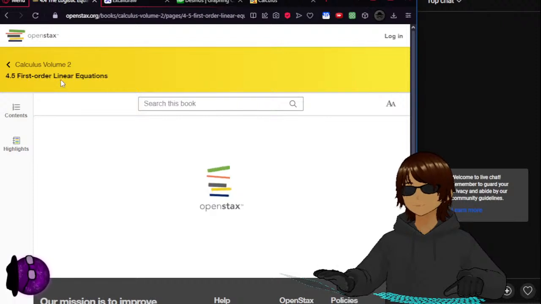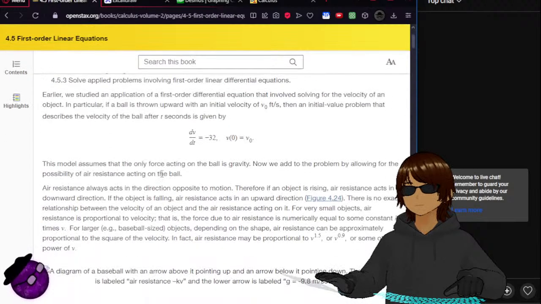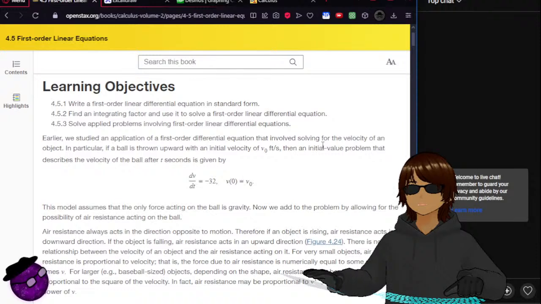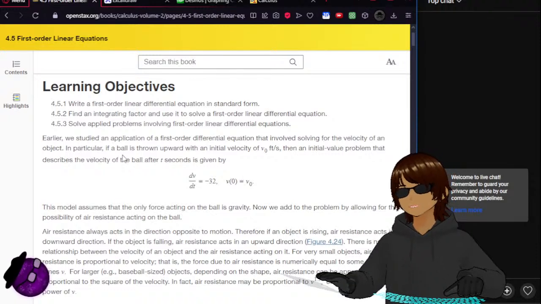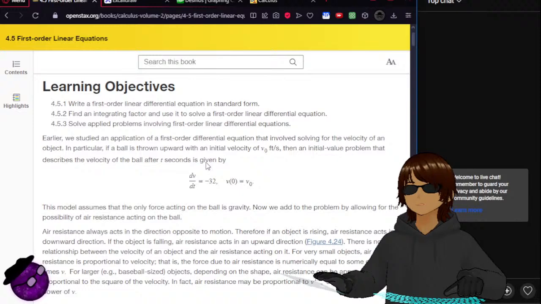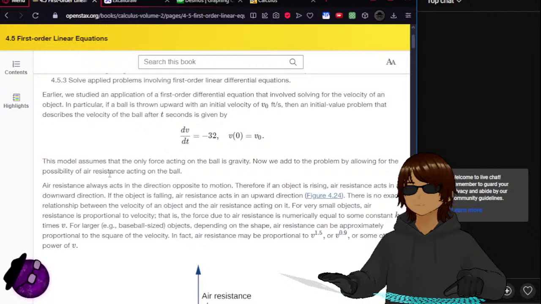First order linear equations. Earlier, we studied an application of a first order differential equation that involved solving for the velocity of an object. In particular, if a ball is thrown upwards with an initial velocity of v0 feet per second, then an initial value problem that describes the velocity of the ball after t seconds is given by this. This model assumes that the only force acting on the ball is gravity.